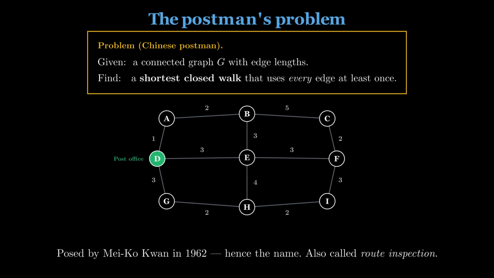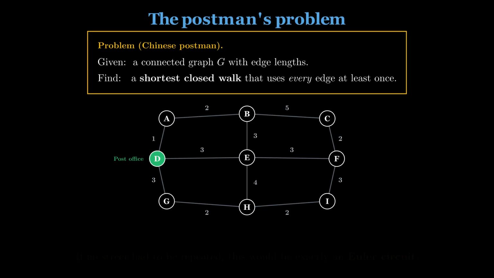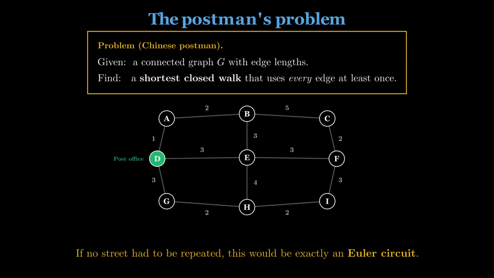The problem was posed by Mei-Ko Kwan in 1962, hence the name. It is also known as route inspection. One observation before we start. If no street ever had to be repeated, the perfect route would be an Euler circuit. That is worth recalling.